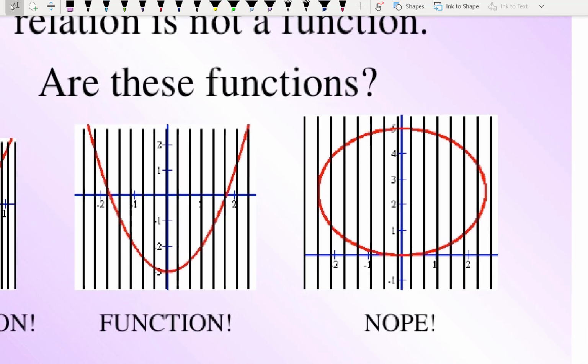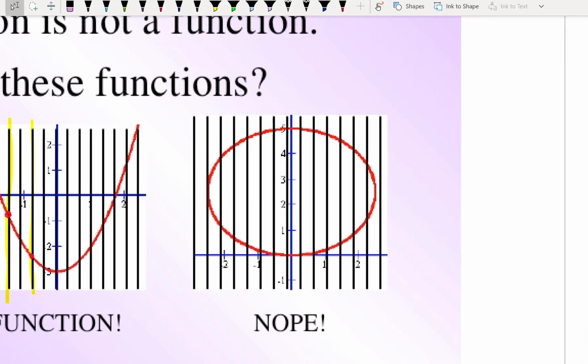Same thing with a parabola. Here we have the red graph and all those black lines that we see here. This is just a vertical line, it hits it once. This is another vertical line, it hits it once. Because a vertical line hits the graph at most one time, it is a function.